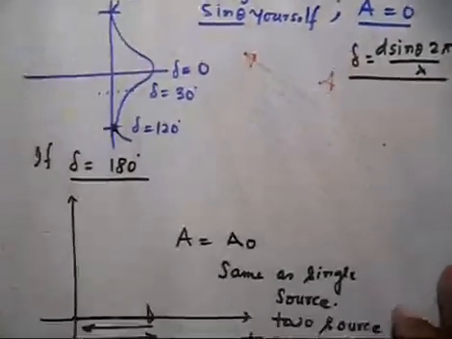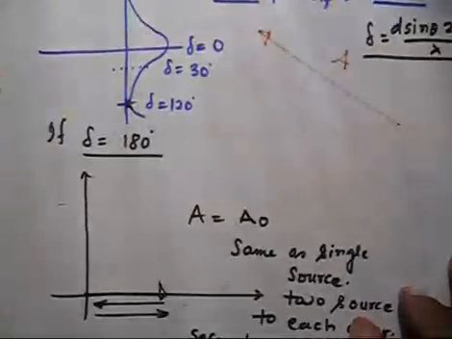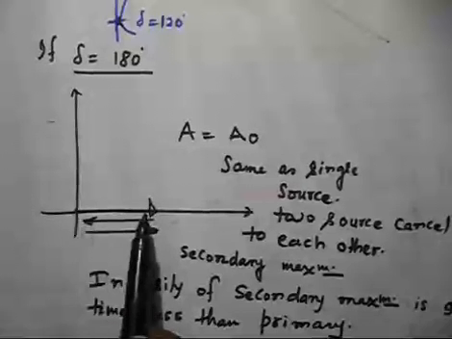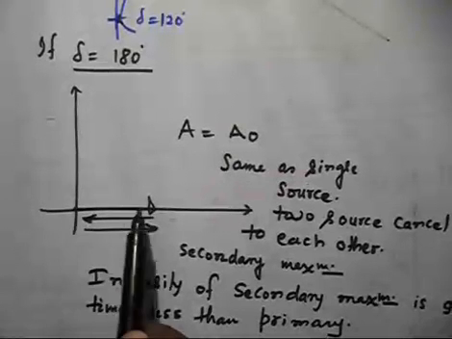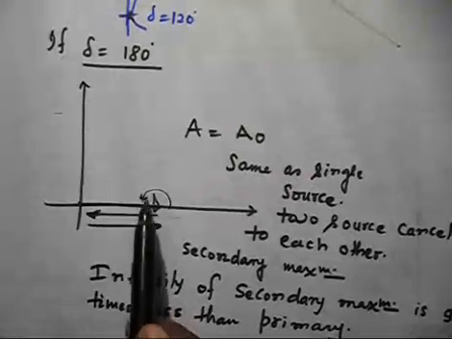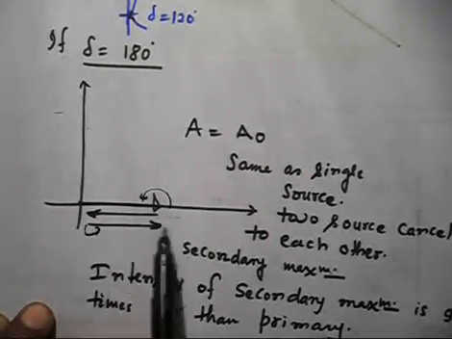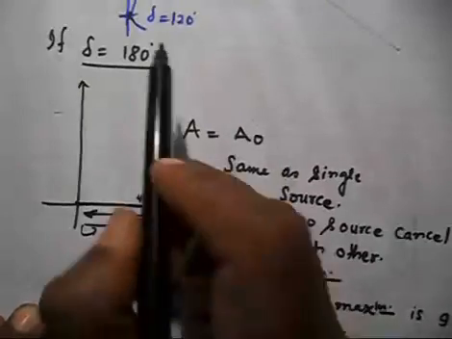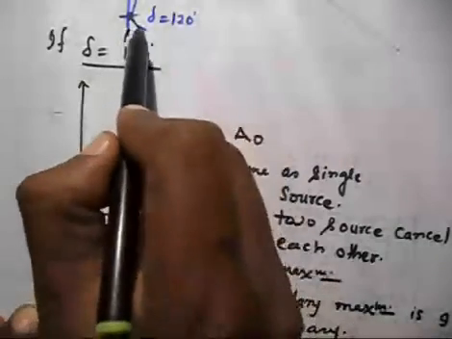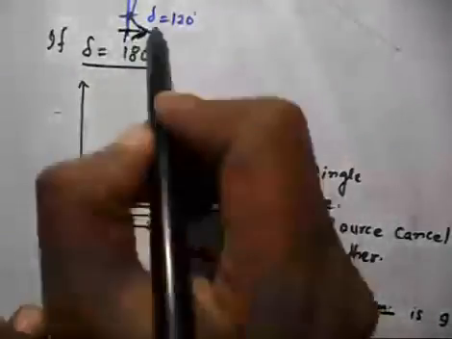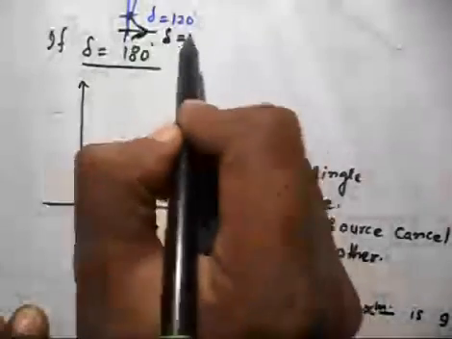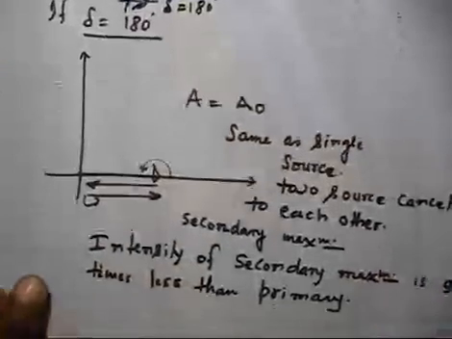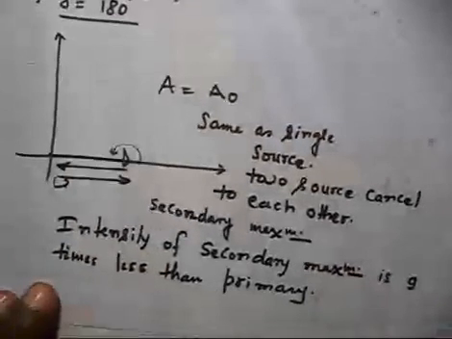You can also calculate when delta is 180 degree. So this is one phase, another wave is opposite, so it will come something like this. And now the next one will again be something like this. So resultant amplitude will be A naught. So when delta is 180, you will get another maxima. Now again you will get a maxima, and this intensity is called secondary maximum.